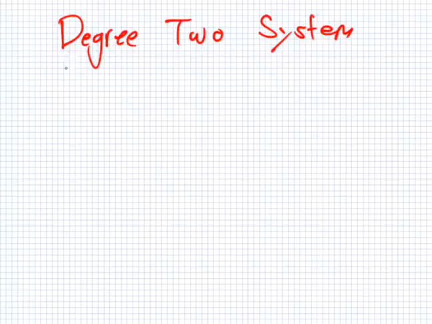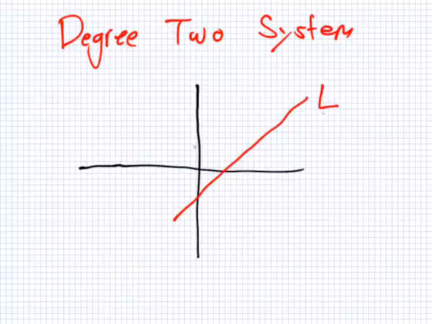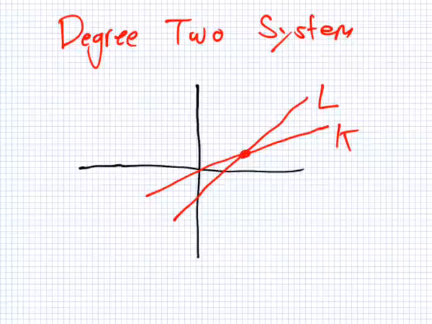Okay, so what I mean by degree 2, what we will try to do today is try and find where two lines meet. That's what we're going to try and do. So this is why it's called a degree 2 system, because there are two lines.